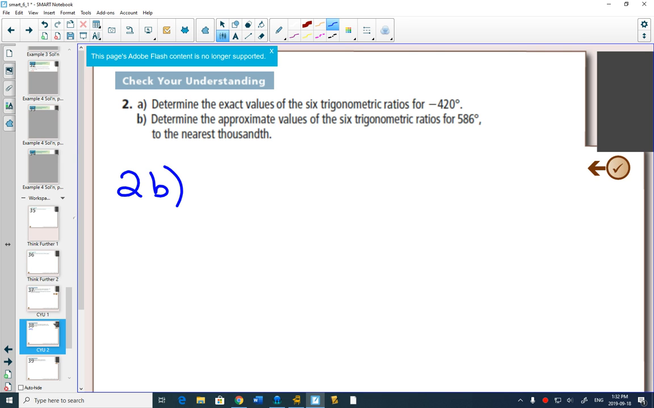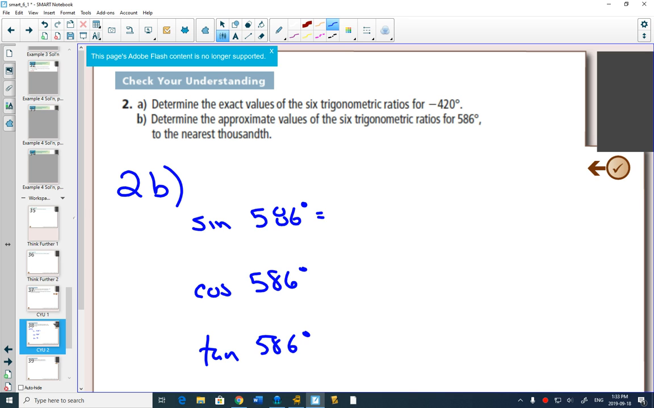Determine the approximate values of the 6 trig ratios for 586 degrees to the nearest thousandth. So take out your calculators, because this is a calculator question. For all 6 trig ratios, we need to find the primary ones. What's sine of 586? What's cos of 586? And what's tan of 586 degrees? And then figure out the reciprocal ones too. What's cosecant of 586 degrees? What is secant of 586 degrees? And what is cotangent of 586 degrees?